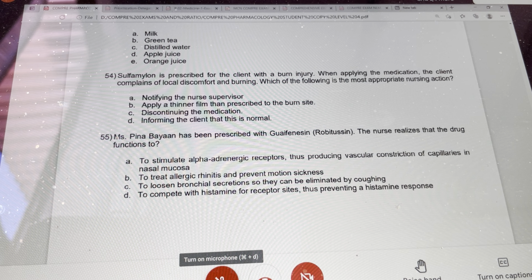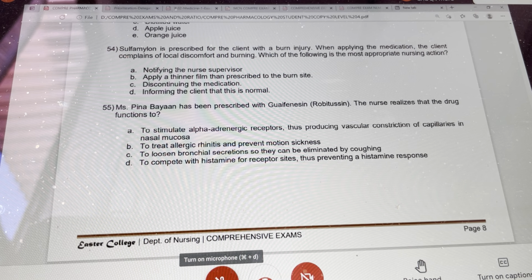Sulfamylon is prescribed for the client with burn injury. When applying the medication, the client complains of local discomfort and a burning sensation, so medyo mainit. Which of the following is the most appropriate nursing action? You have to notify na ba si nurse supervisor? Apply a thinner film than prescribed. So parang nag-underdosaging tayo. Discontinue the medication or inform the client that this is normal.